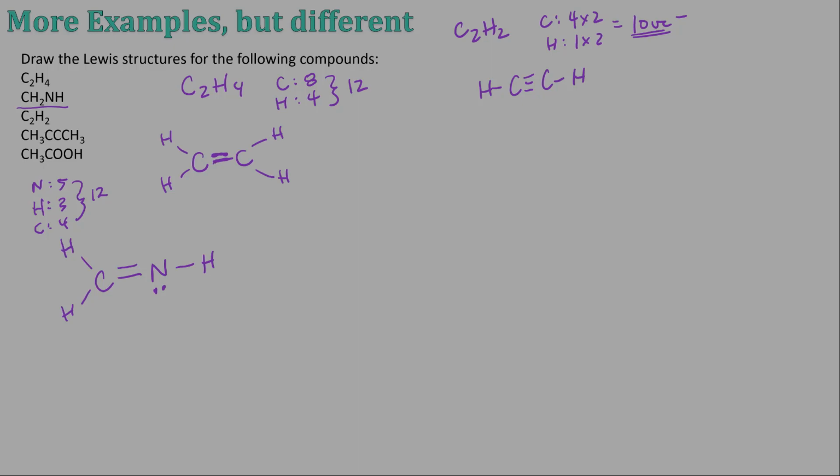All right, CH3CCCH3. So remember, when you have a pattern like this, it's telling you the order of the atoms. First I'm going to count out my valence electrons. So I have 4 carbons, and each one has 4 valence electrons, so that's 16 for carbon. And then hydrogen has 1 valence electron, and there's 6 hydrogens. So that's 6 valence electrons. So that's 22 electrons total.